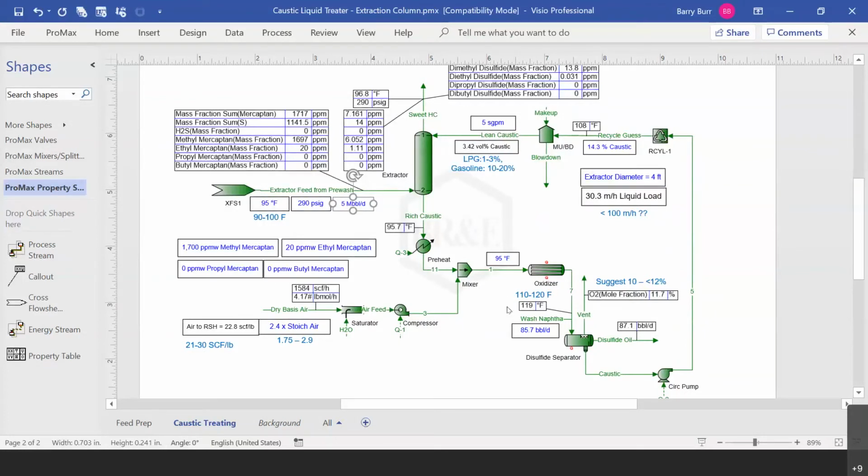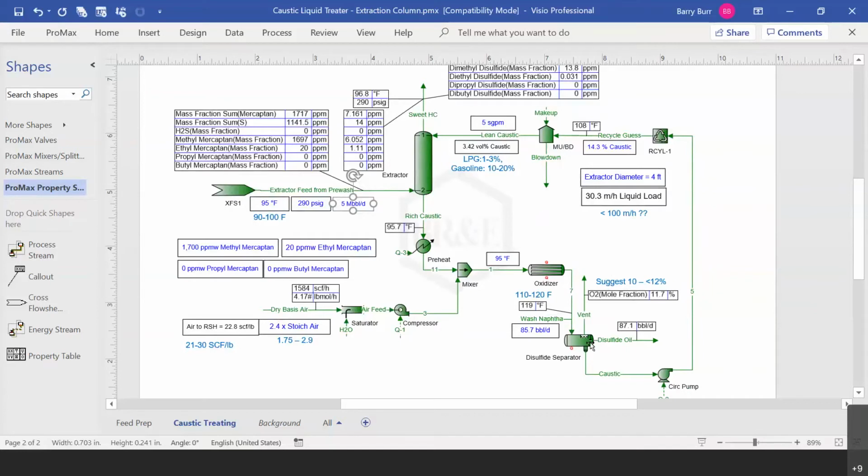And I see other places where they say, don't let it go over 120 degrees F, and definitely don't let it go over 140 degrees F. So there's varying comments about this, but I think this is the range that I would like to place on here. Your company may have different guidelines for that, but this is a corrosion related indicator. So the higher the temperature, the higher the corrosion rates get in this oxidizer and disulfide separator.